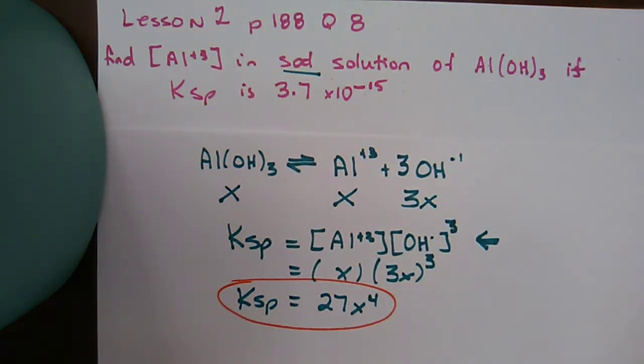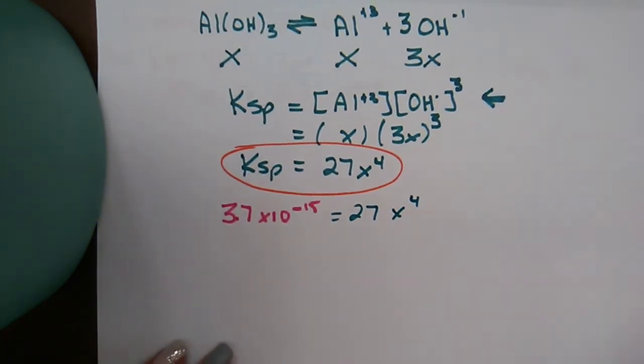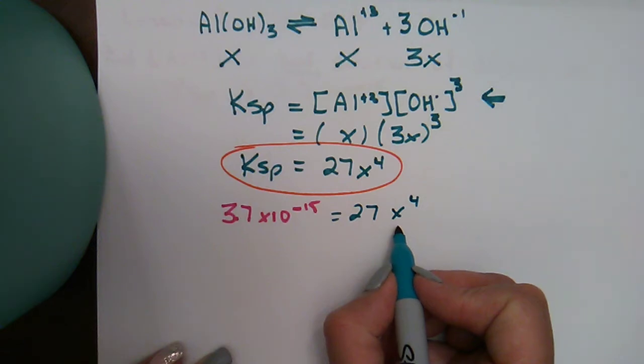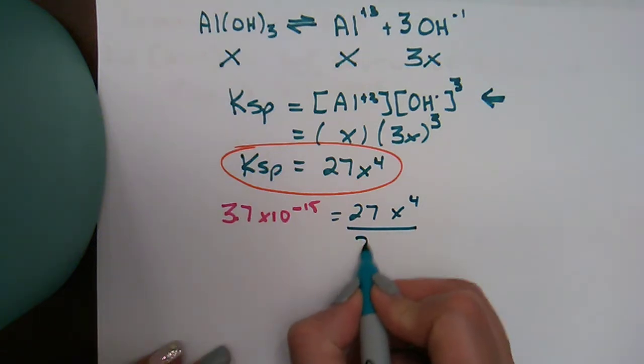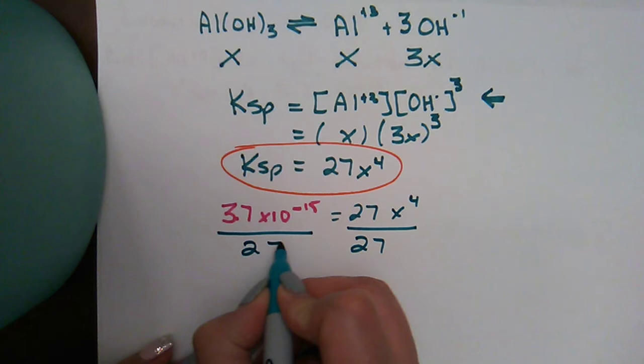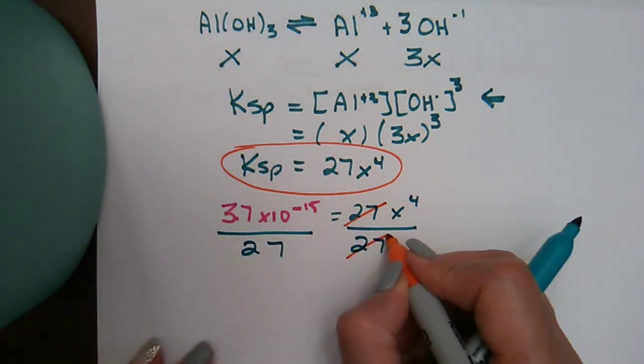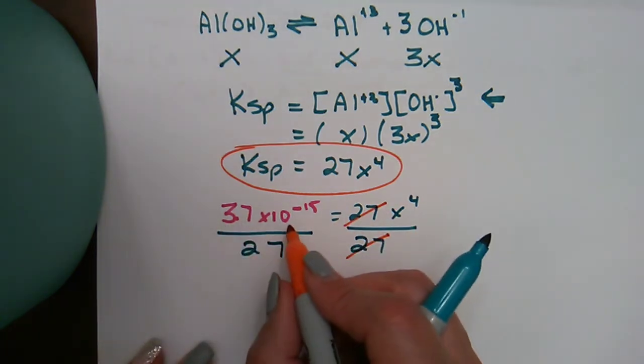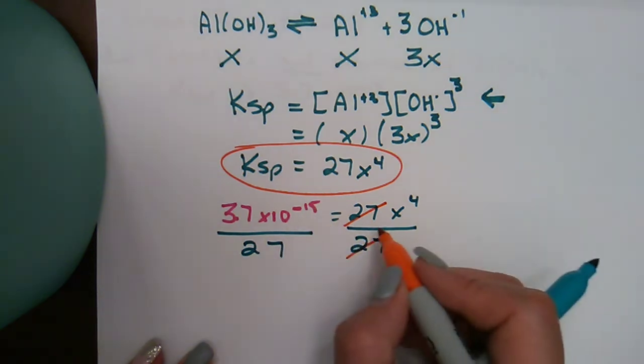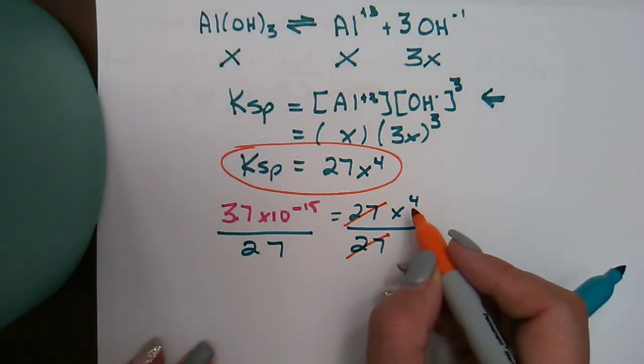So we know that the number for Ksp is 3.7 times 10 to the minus 15, and that's going to be equal to 27x to the power of 4. Okay. Let's do a little bit of math here. I'm trying to isolate X by itself. So the first thing I'm going to do is divide both sides by 27. That allows the 27s to cancel, and I have 3.7 times 10 to the minus 15 divided by 27 will give me X to the 4th.